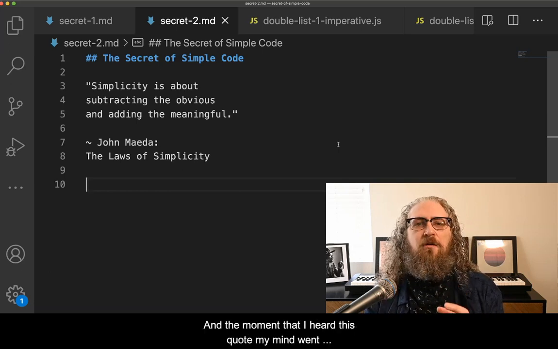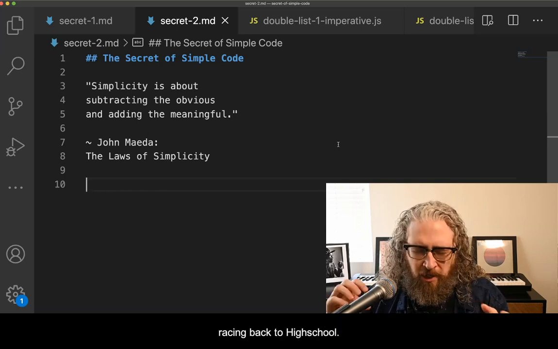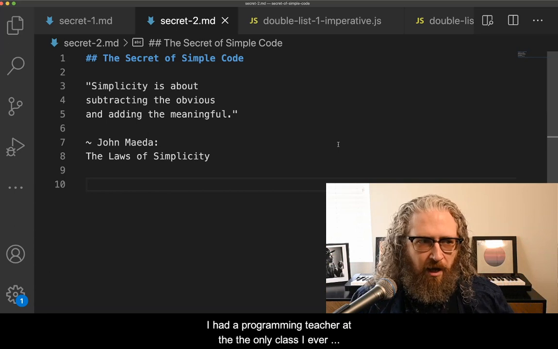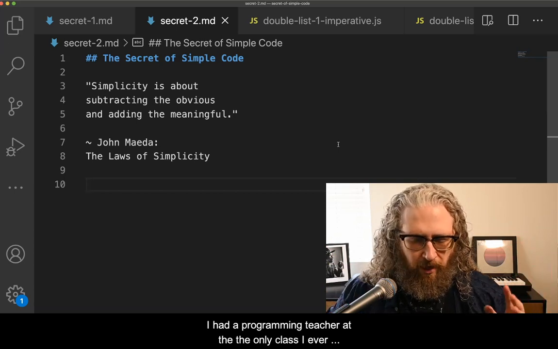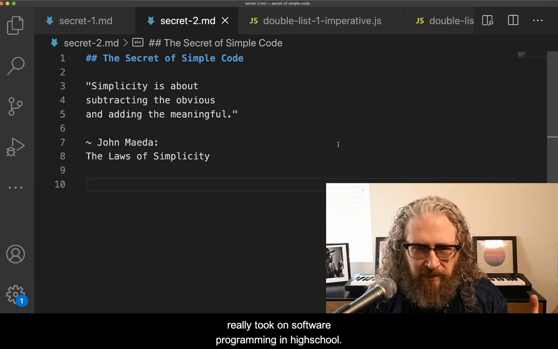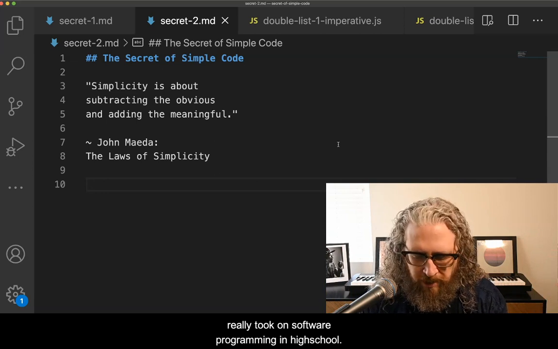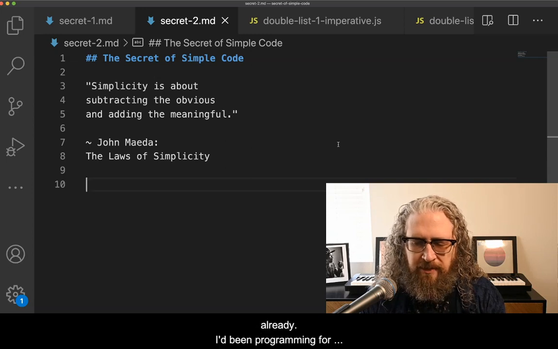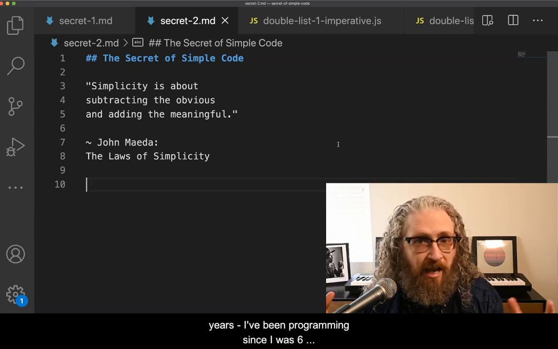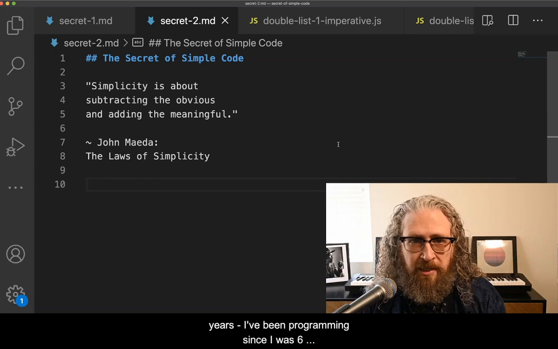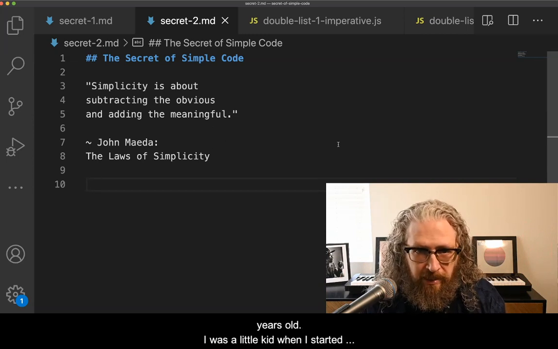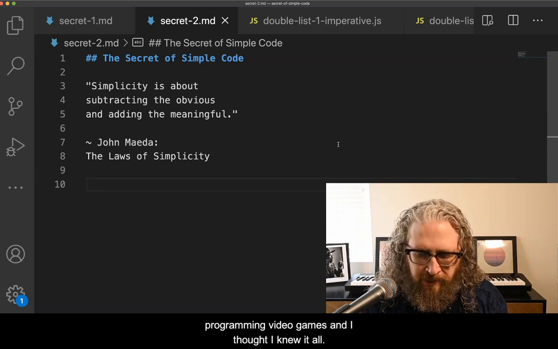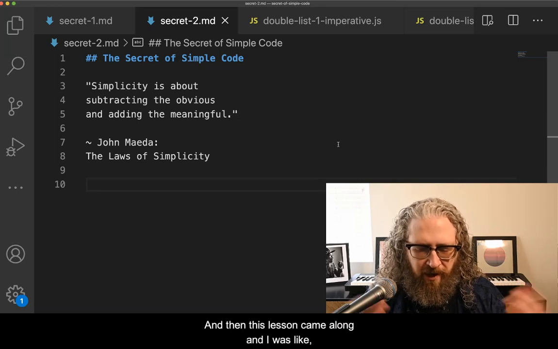And the moment that I heard this quote, my mind went racing back to high school. I had a programming teacher, the only class I ever really took on software programming in high school. This guy gave me some lessons that I thought I knew already. I'd been programming for years. I'd been programming since I was 6 years old. I was a little kid when I started programming video games. And I thought I knew it all.